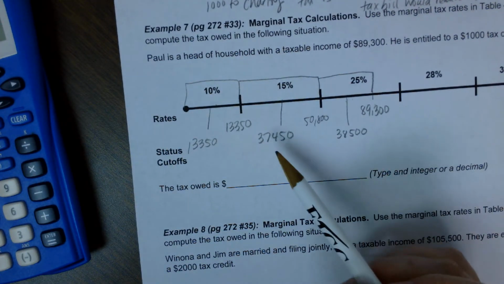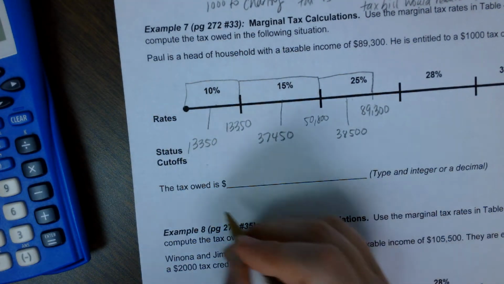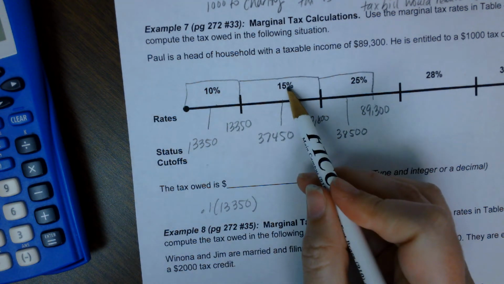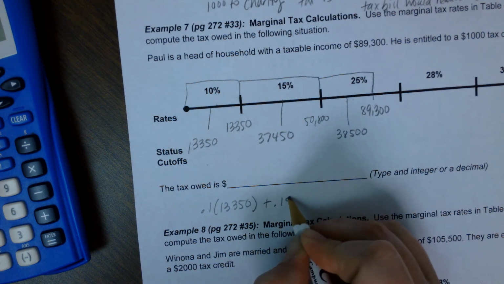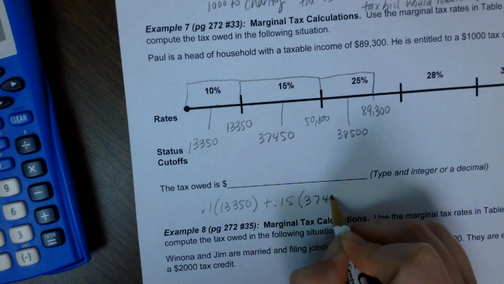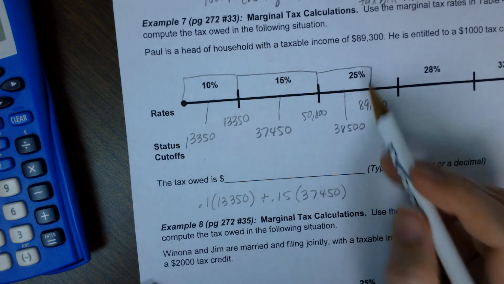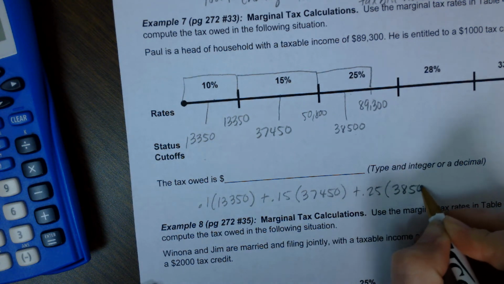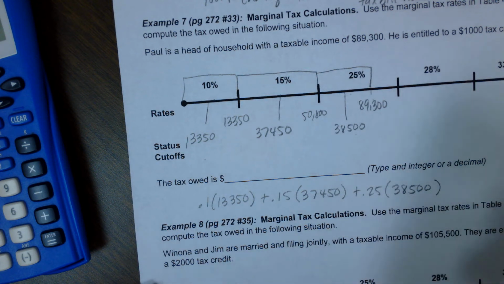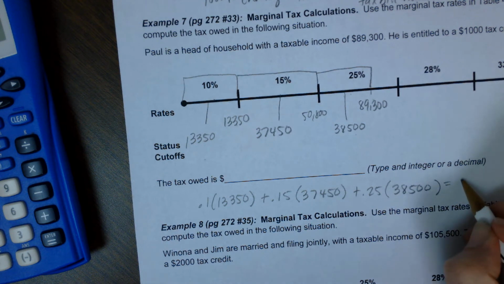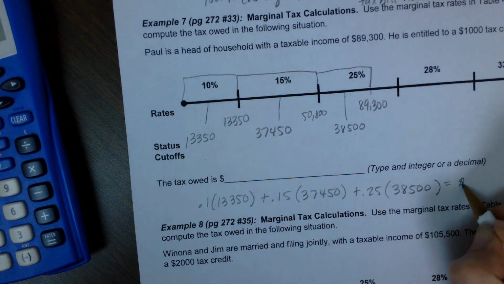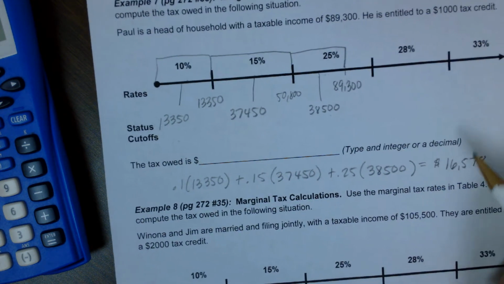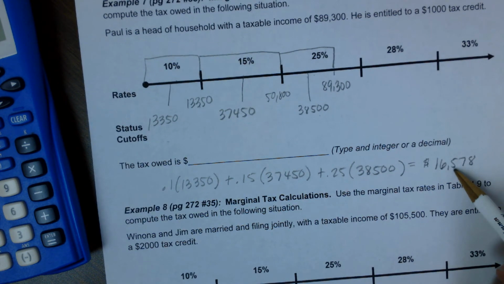So to get the tax owed, we need to find 10% of what's in the first box, 15% of what's in that box, and 25% of what's in this box. Okay, and so that's going to give me 16,578. Okay, so this is just based on taxable income.